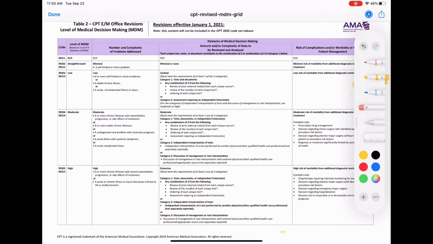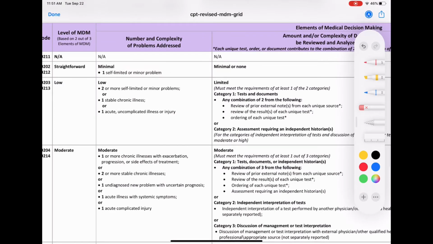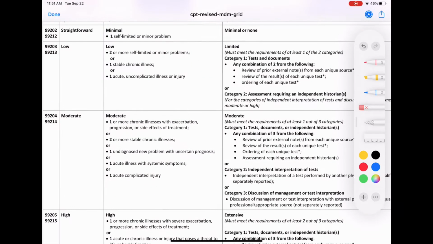So what I'm going to do here, I'm going to see if I can make this bigger. We're going to go down the first column, which is number and complexity of problems addressed. So how many problems did the doctor address? Well, he addressed a stable diabetes, stable hyperlipidemia, and slightly elevated blood pressure for the hypertension, so we weren't stable on the hypertension.